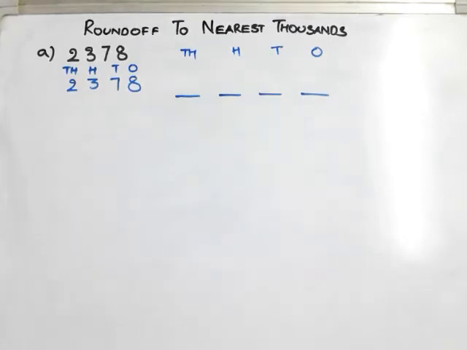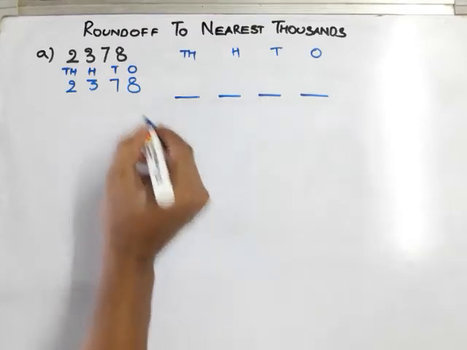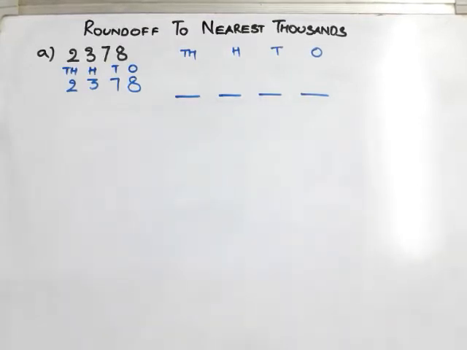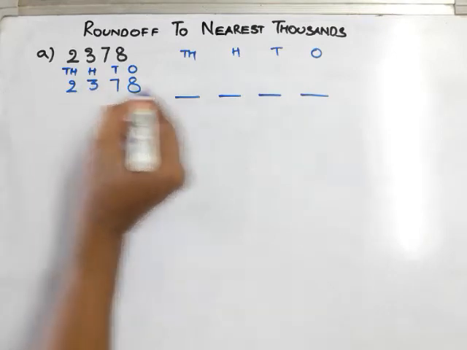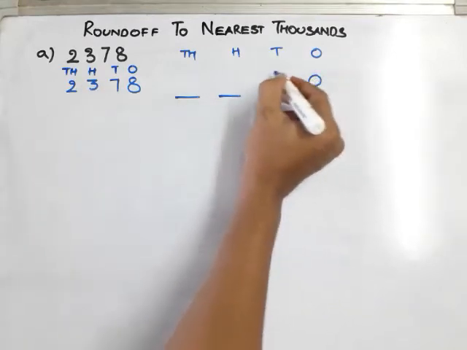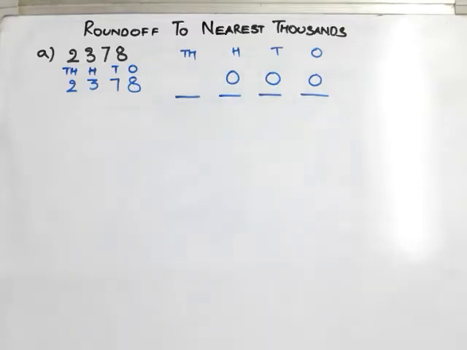As we have to write the number to the nearest thousands, as we did in the previous methods of rounding off to the nearest tens and hundreds, what we have to do is, as we want to round off this thousands place, the ones place, the tens place and the hundreds place should be replaced by 0.